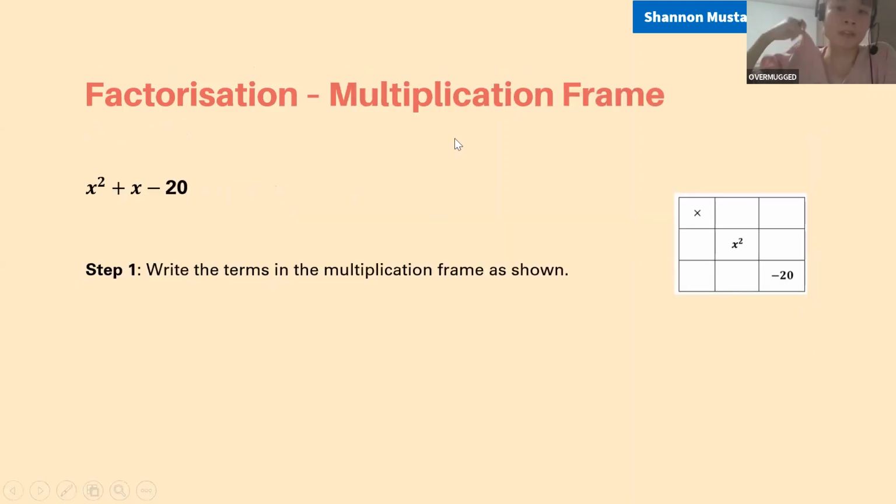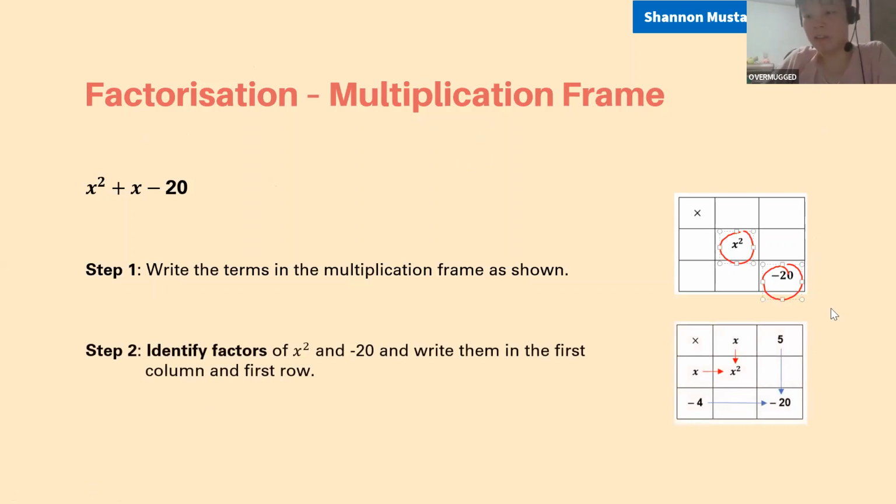What about the multiplication frame? Similarly, you write the terms over here, x squared minus 20. After that, identify factors, very similar, it just looks visually different. Identify factors of x squared. So x times x should give me x squared. And minus 20, so perhaps 5 and 4. 5 times minus 4, or minus 5 times 4. Consider 2 and 10 as well, or 20 and 1. Those are possible factors as well.